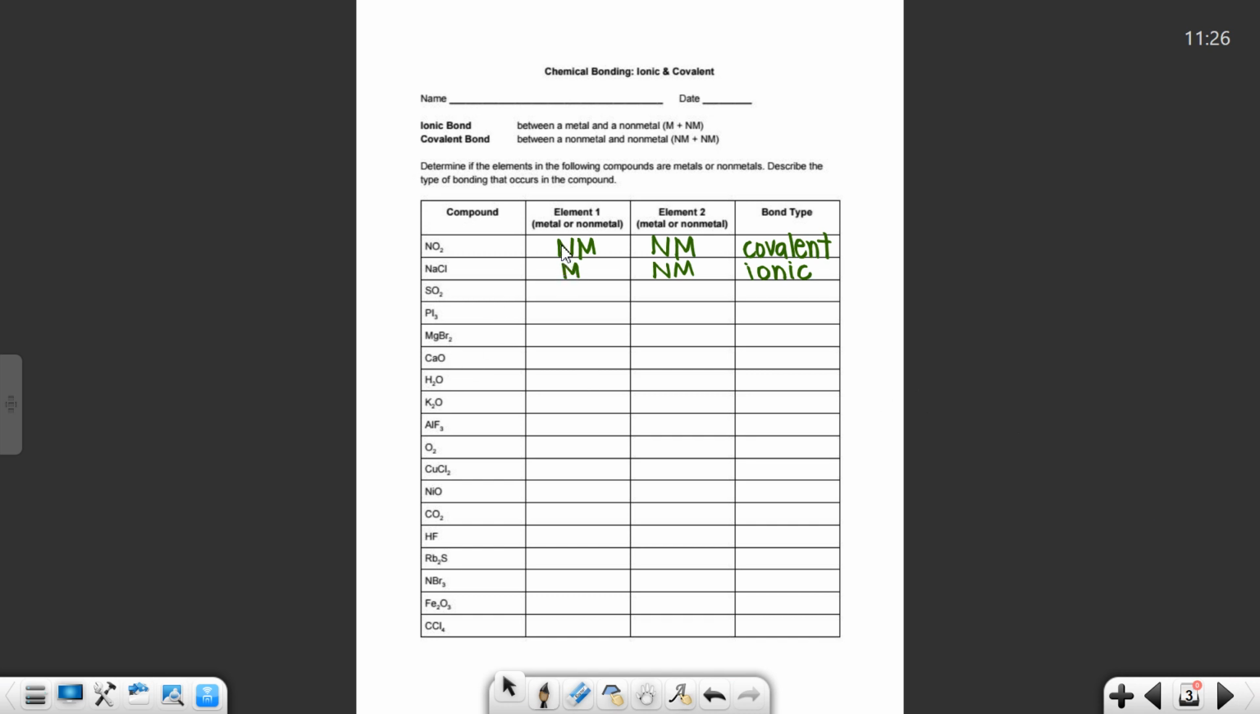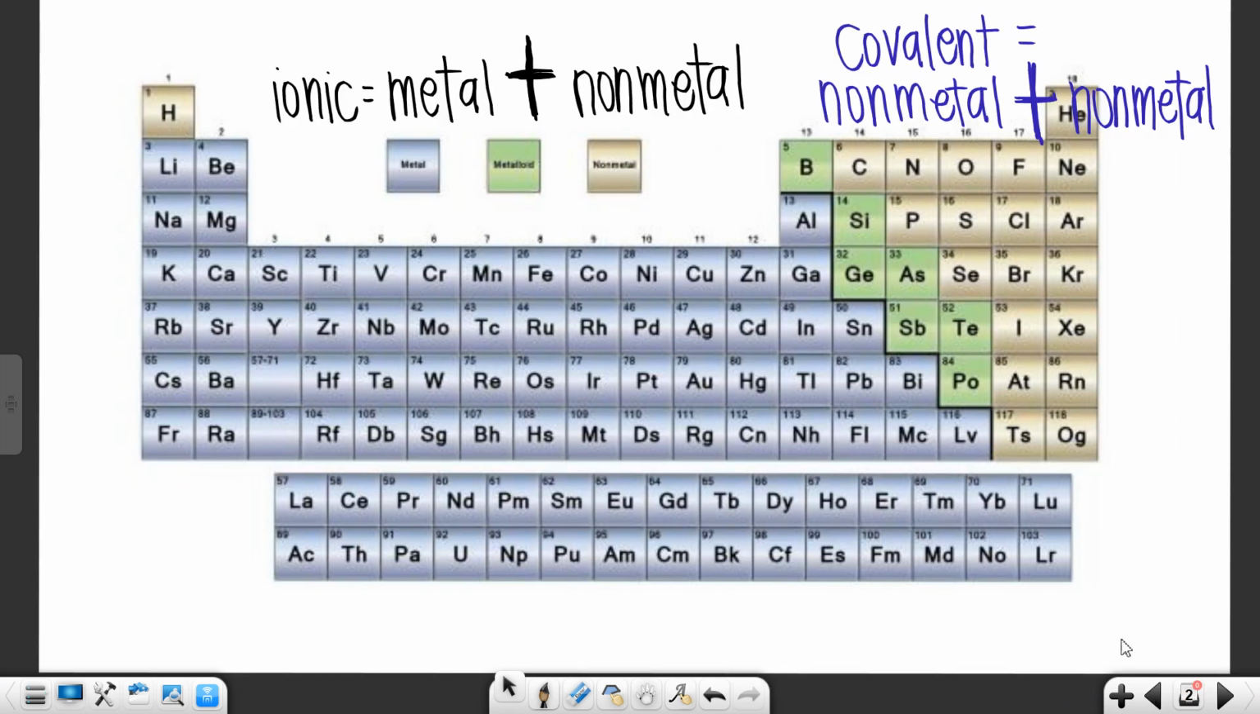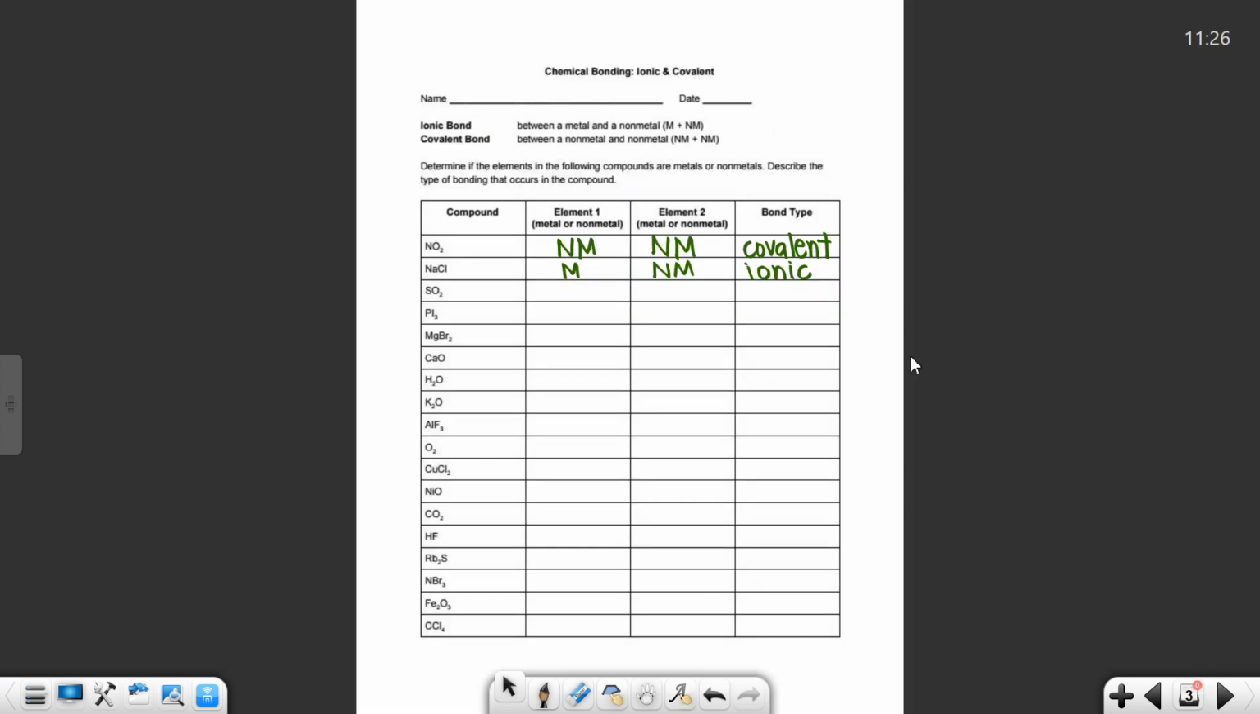All right, you look at N and its location on the periodic table, and if you don't remember, let's go back. All right, here is N, nitrogen, it's a nonmetal. O is also a nonmetal. So you have a nonmetal bonded with another nonmetal. That bond is covalent.